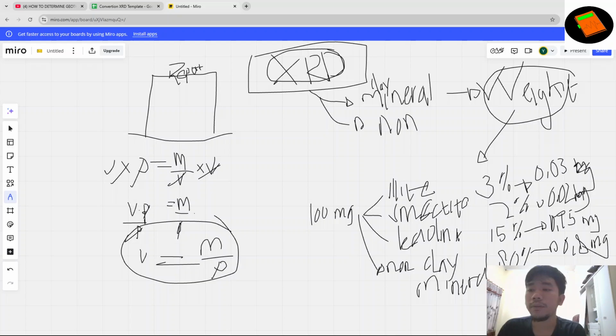But we have a problem with this. Why must we transform it from weight to volume? Because each of them has a different density. So density will play a role in transforming our weight to volume.